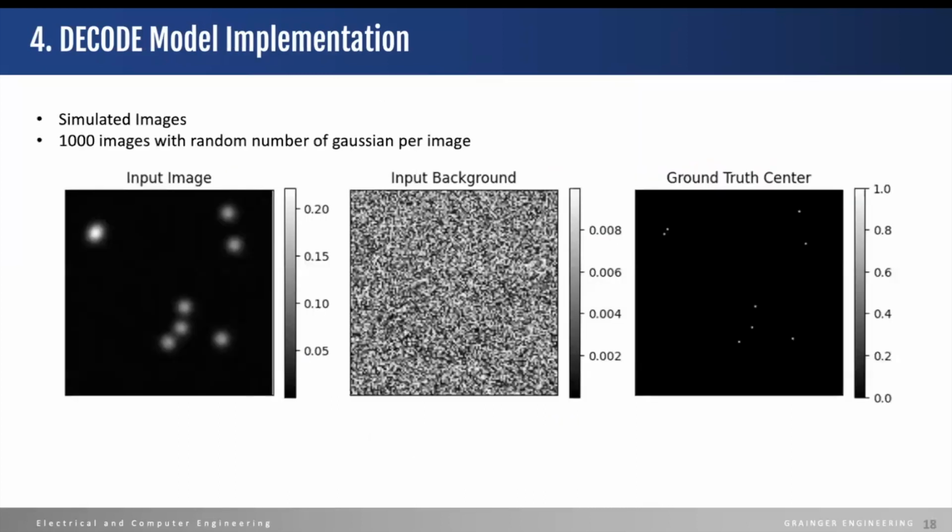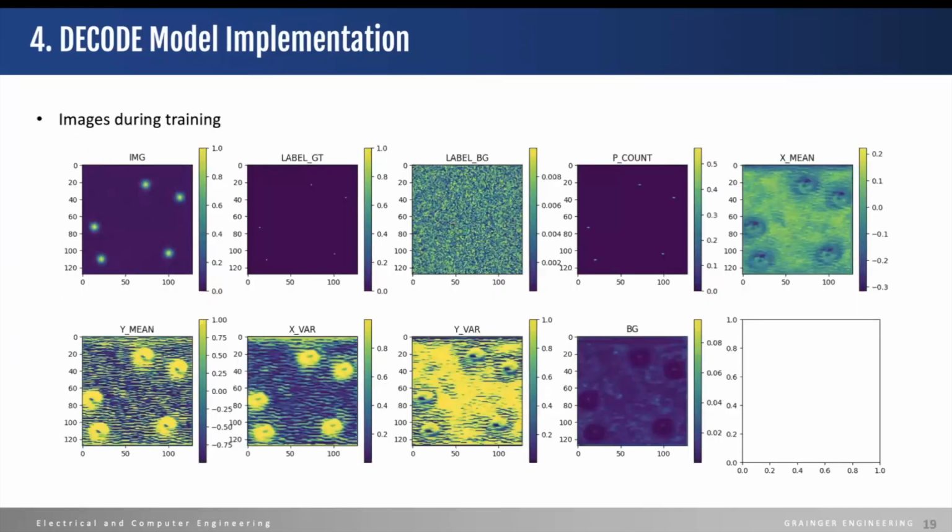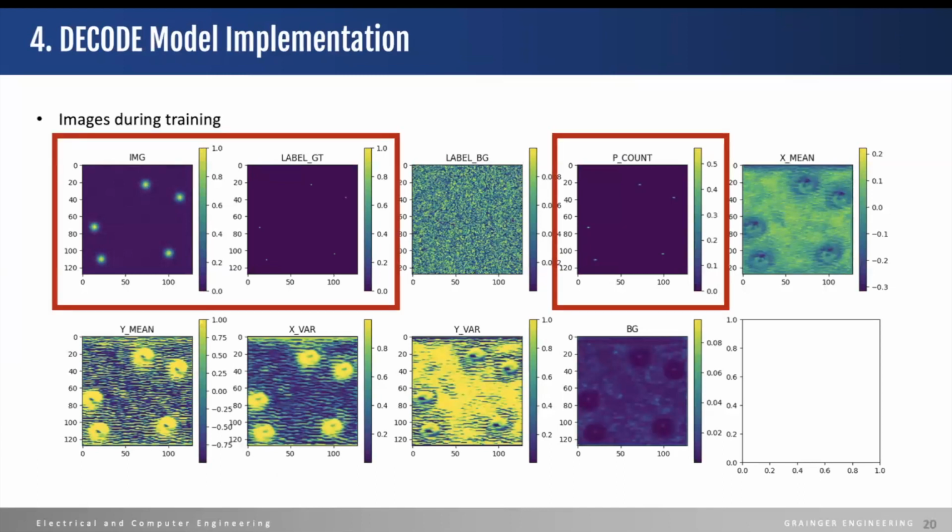Here is a simulated image, which to some extent resembles images from the PREM. I created 1,000 training images, and each image will have a random number of Gaussians. This picture shows some of the output images that the model predicts during the training. I want you to focus on the red highlighted box. The image on the top left corner is the ground truth image, and the images on the right show what the model predicts. So we can see that the model was able to correctly predict what the centers of the Gaussians are.